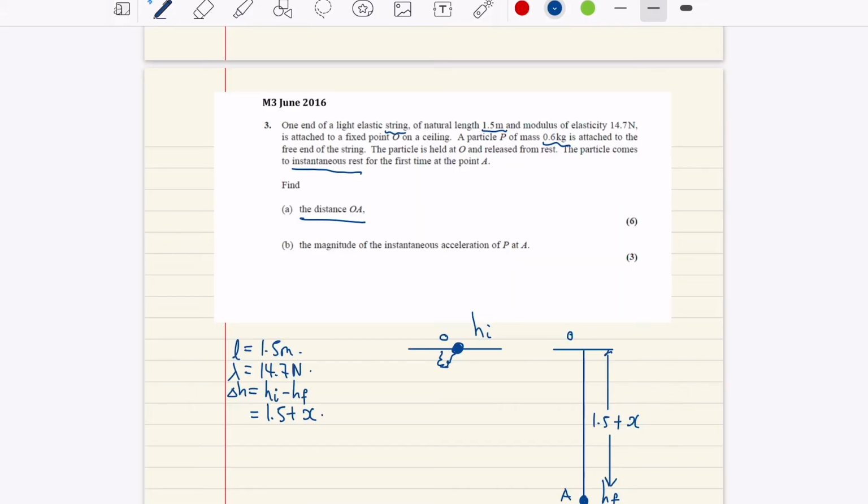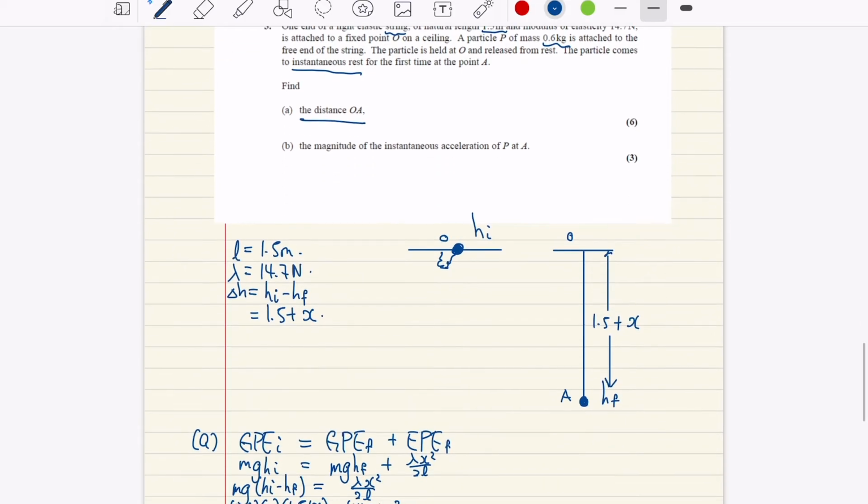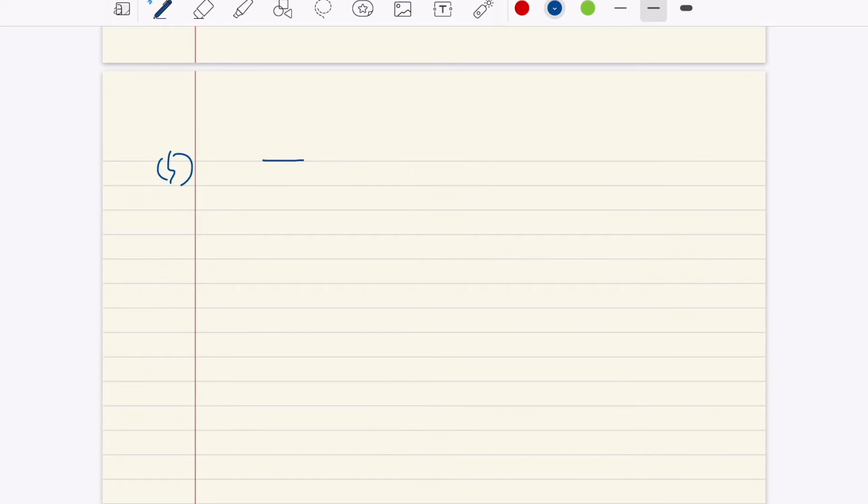For B, the magnitude of instantaneous acceleration of P at A. At A, although the velocity is 0, there will be tension trying to pull the particle up, because without tension, the particle will continue to be pulled by the gravity down to the ground. So there must be a tension which tries to oppose the gravity. Here we can draw another diagram.